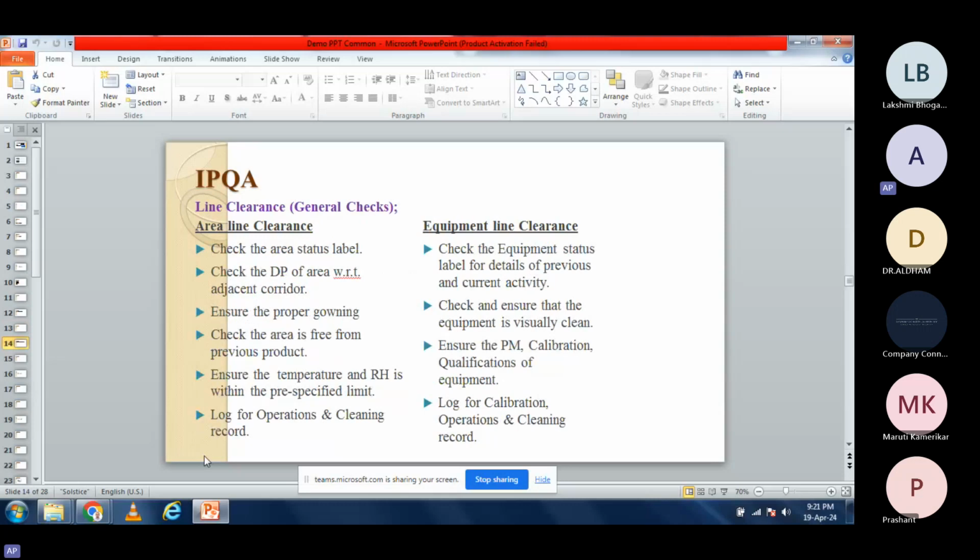Area and equipment line clearance examples include checking status labels, differential pressure, gowning, previous product cleaning, and temperature and RH requirements, meaning the environmental condition of the area is meeting the requirements. Similar checks apply for equipment: the equipment is clean and calibrated.